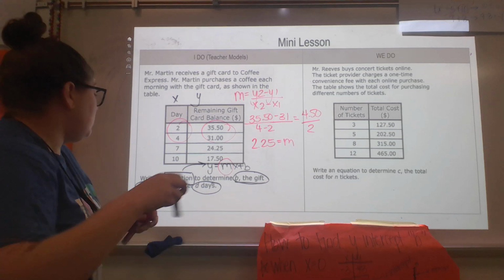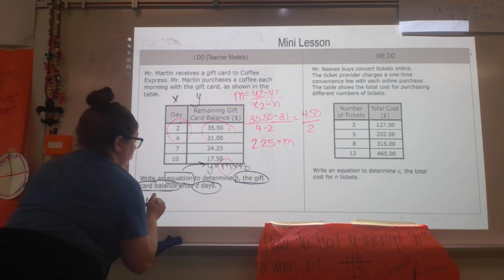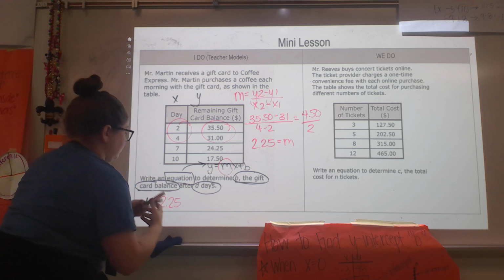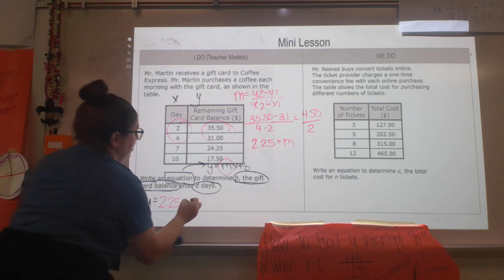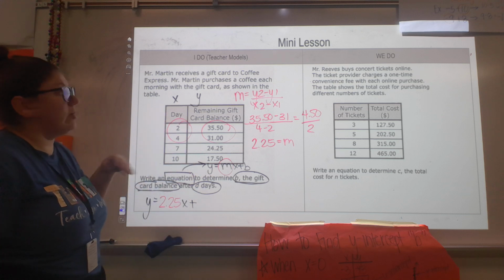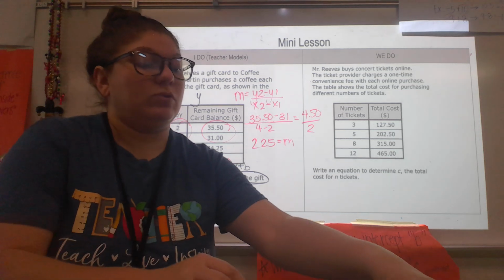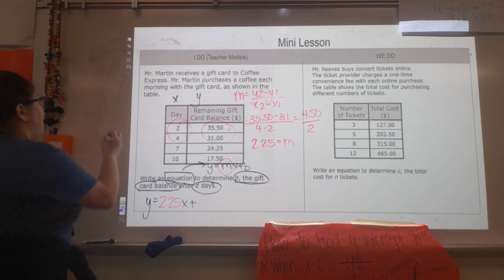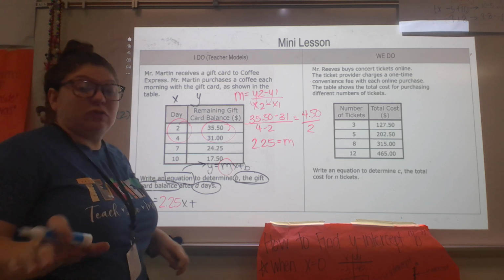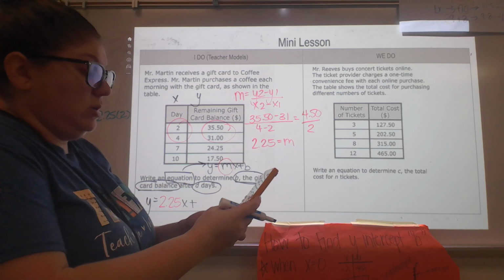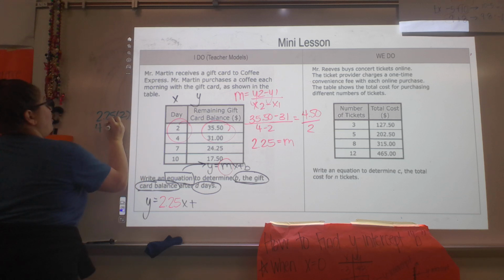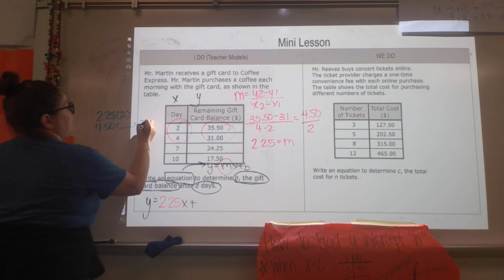So let's go ahead and start writing our equation. Y equals 225x plus whatever my starting point is. So let's go ahead and start plugging it into our formula. For example, I'm going to have 225 here, and I'm going to multiply that by 2 because I have 2 days. So 225 times 2 gets me 450. So 450 plus something is going to get me my 3550.